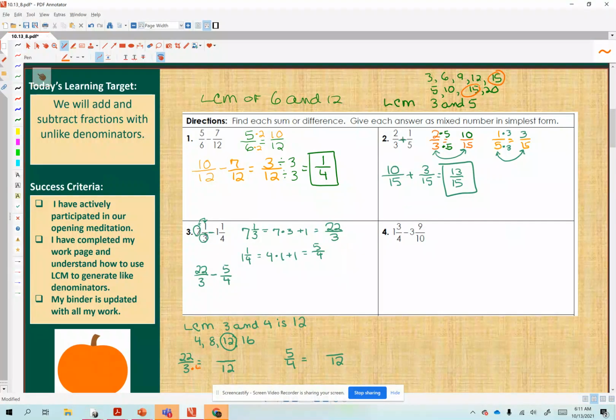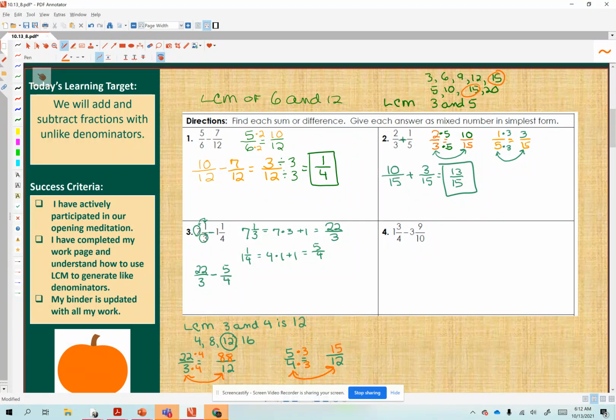So I know that 3 times 4 is 12, so I will multiply the numerator times 4, and 22 times 4 is 88. I know that 4 times 3 is 12, so I will multiply the numerator of 5 times 3 to get 15. So now, remember, these are our equivalent fractions. 22/3 is 88/12, 5/4 is 15/12.